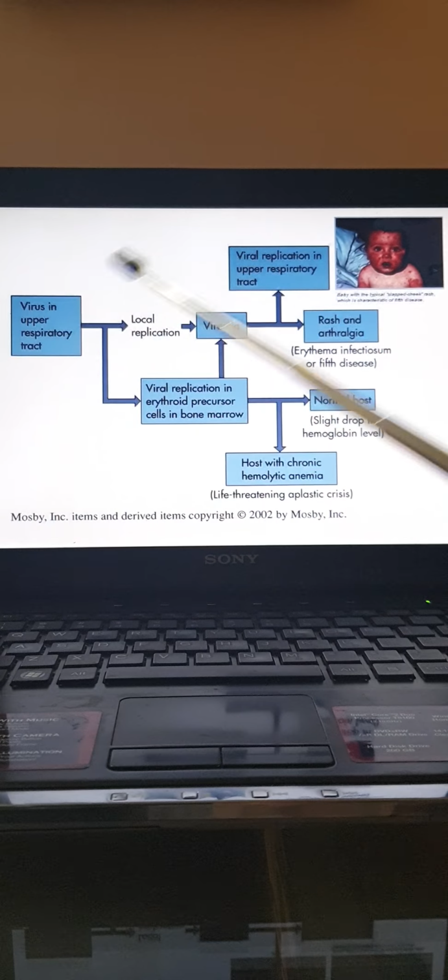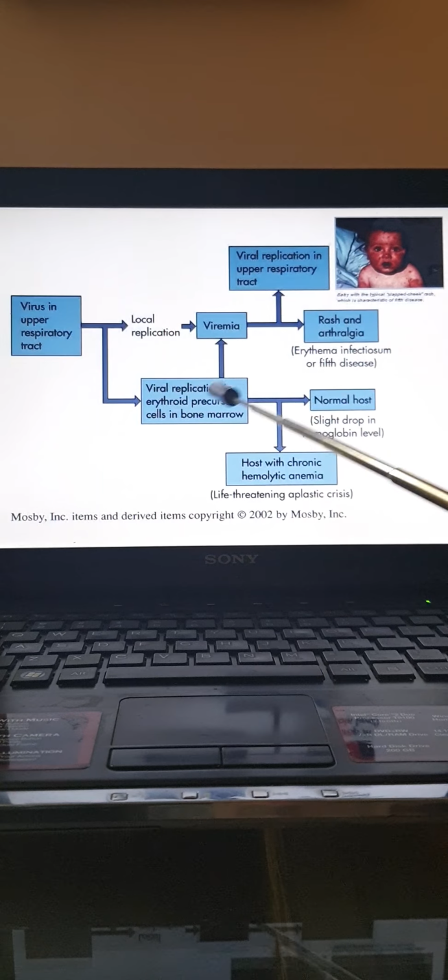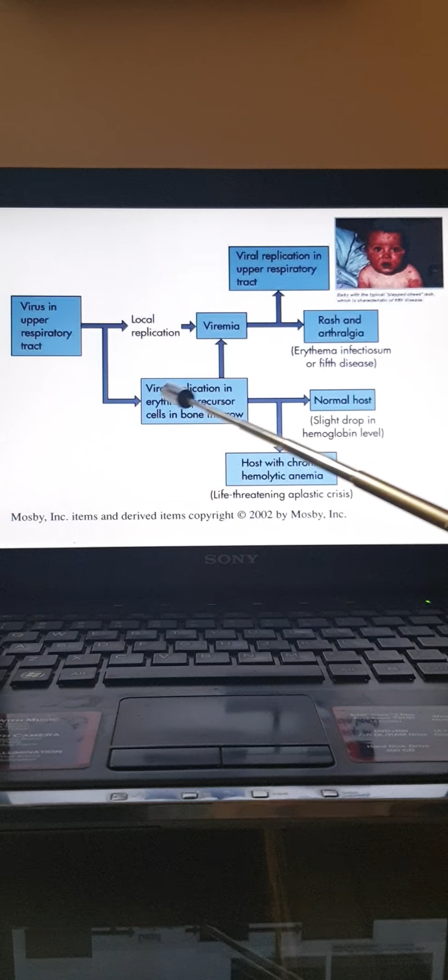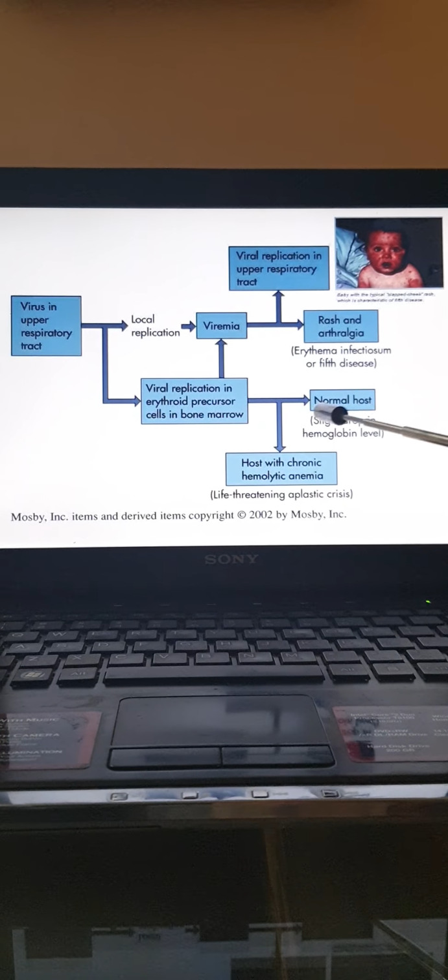Otherwise, from here it can also reach the erythroid precursor cells in the bone marrow. In the normal host, there will be a slight drop in hemoglobin level, but in a patient who has an immunoglobulopathy, it can cause chronic hemolytic anemia or life-threatening aplastic crisis.